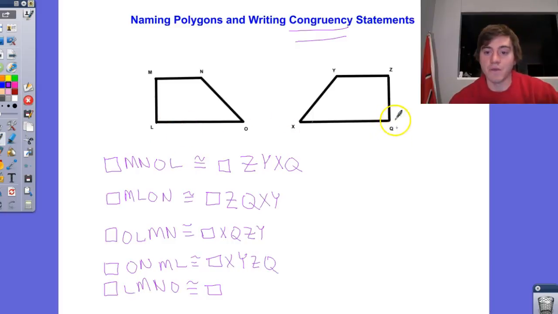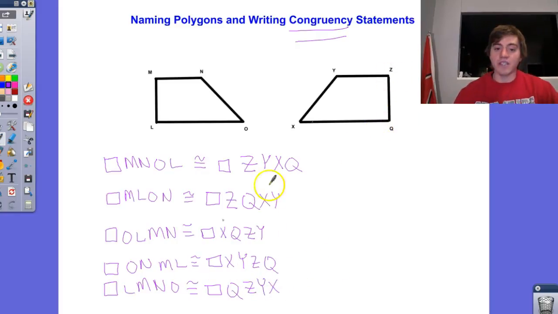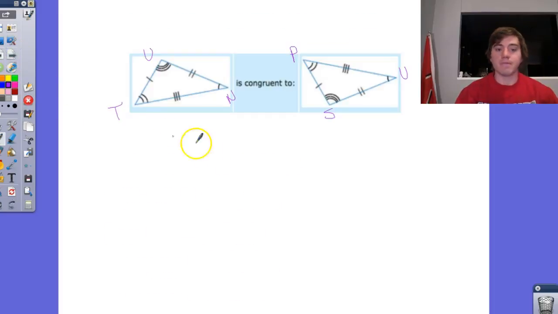And this one starts with L. That corresponds with Q. And then which way did I go? M, I went up here to Z. Z, Y, X. So they just have to be all matched up. These are all true congruency statements, but don't mix them up. Whichever way you name your first one, that's the same way you have to write the congruency statement. It has to match up. It has to be corresponding. Let's do one more real quick.